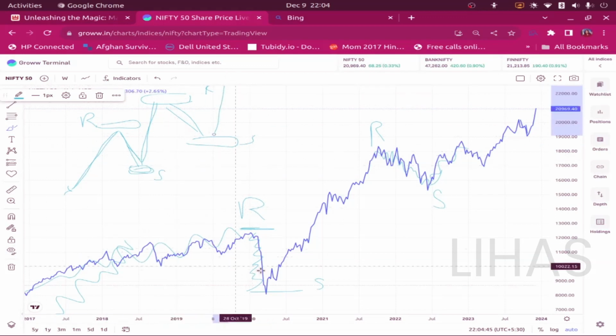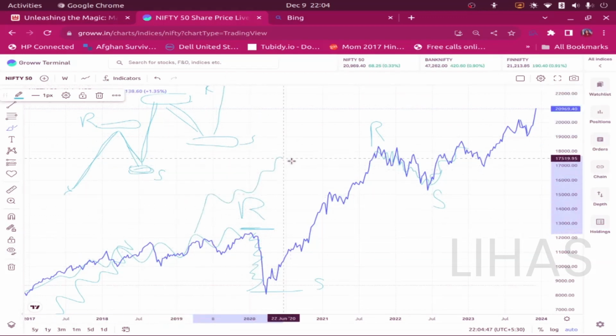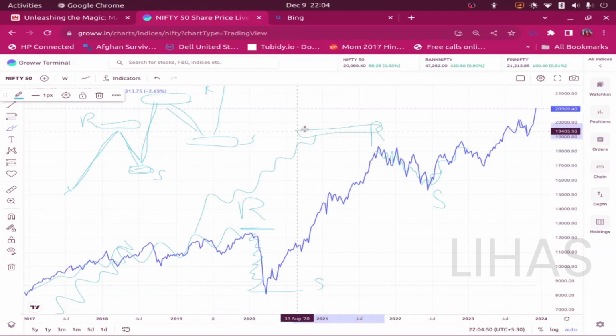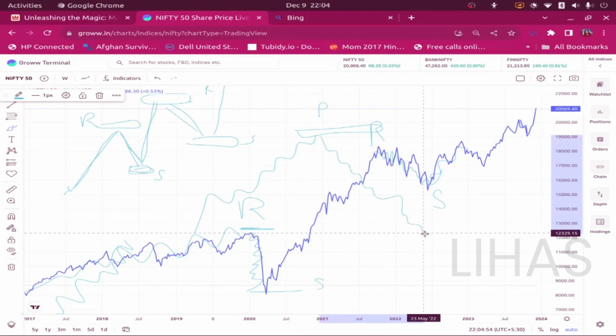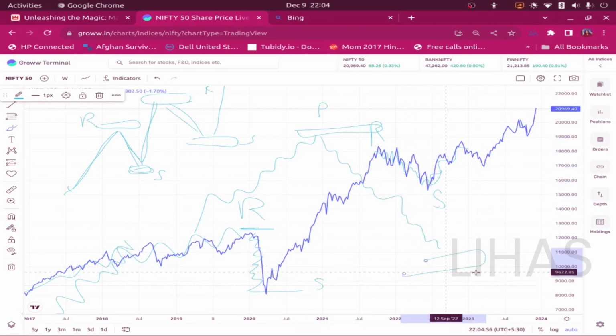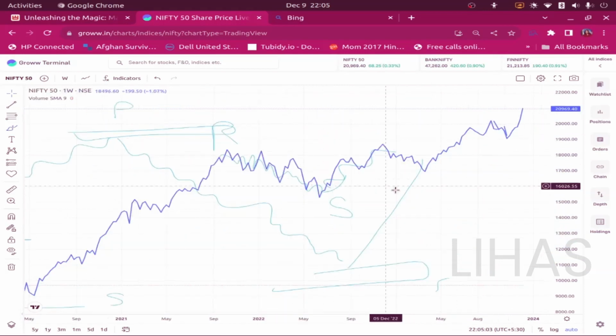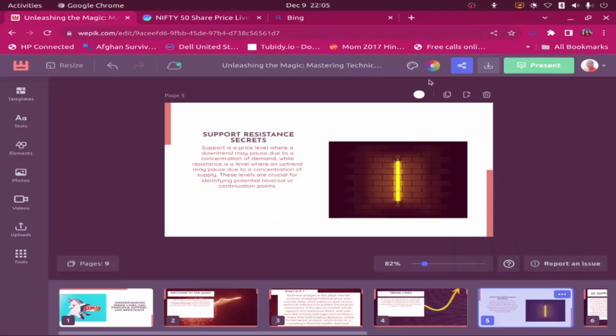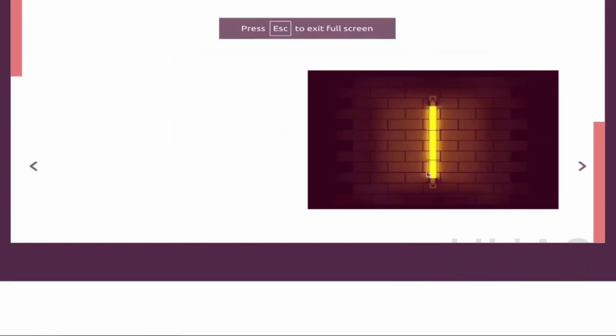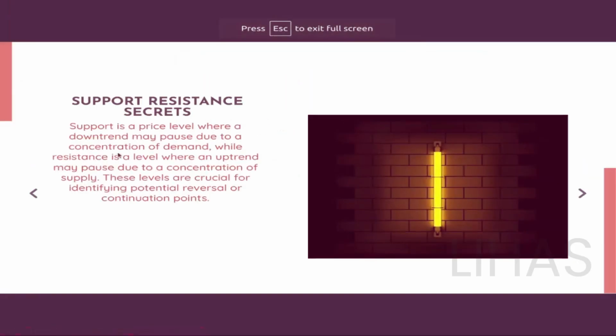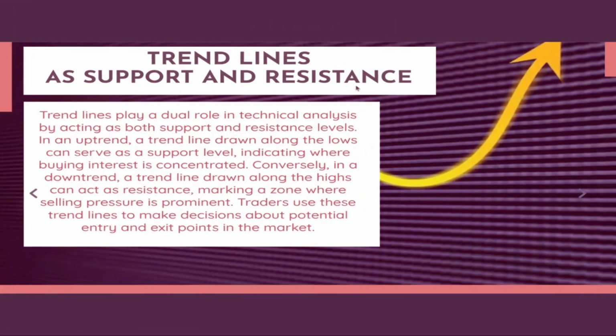And this is how it moves. If it moves up, and there is some obstacle in between, that's called the resistance, it will move down. And in the downtrend, if there's some obstacle in between, that's called the support here, it will move up. That is how a basic trend moves and the basic understanding of support and resistance level. Now we'll see how the support and resistance level actually work with the trend lines. Okay, the trend line as support and resistance.